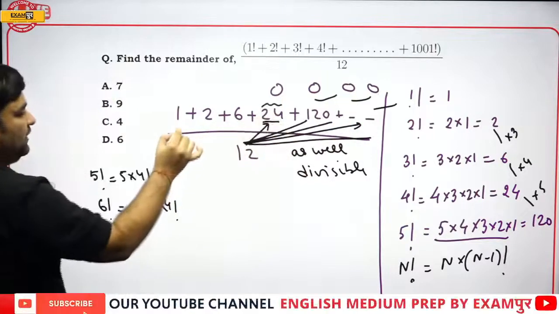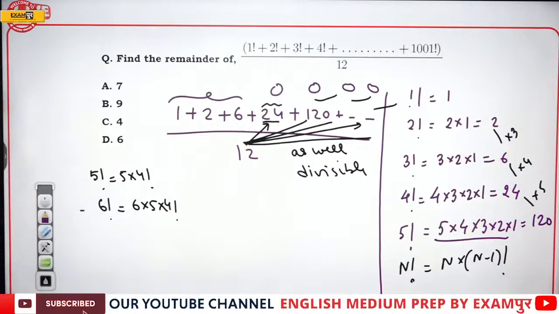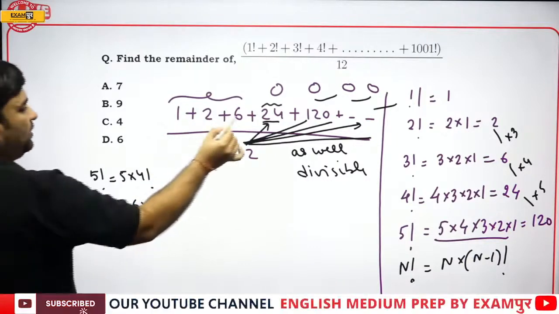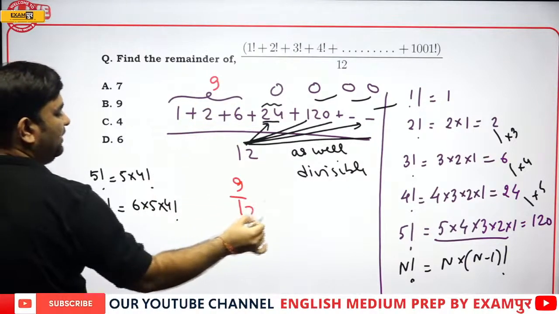So whatever remainder you are getting from here only. So it's a remainder of 6 plus 2, 8 plus 1, 9. So 9 divided by 12, a remainder of 9.